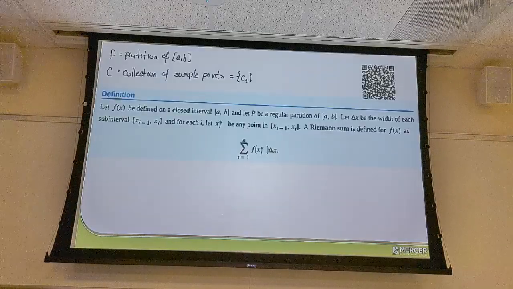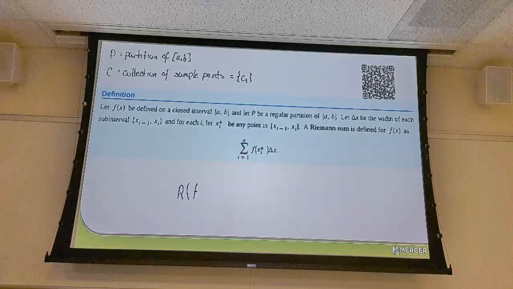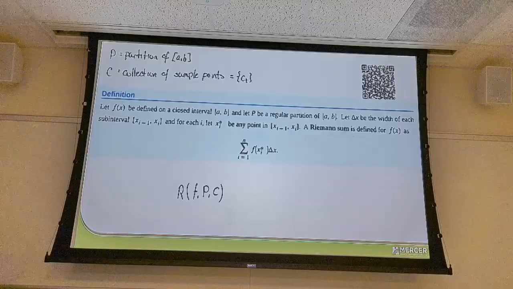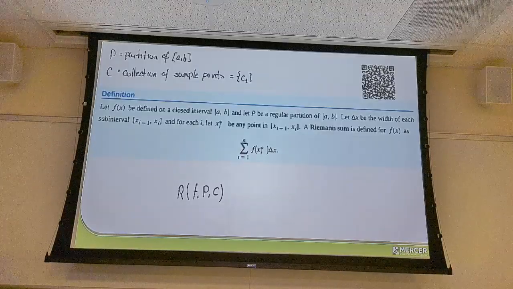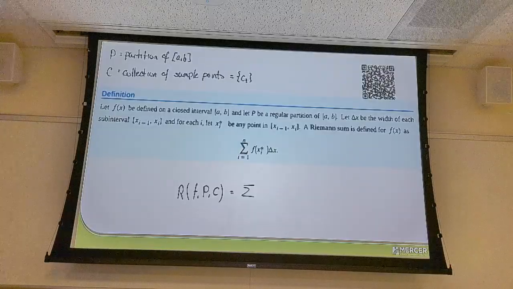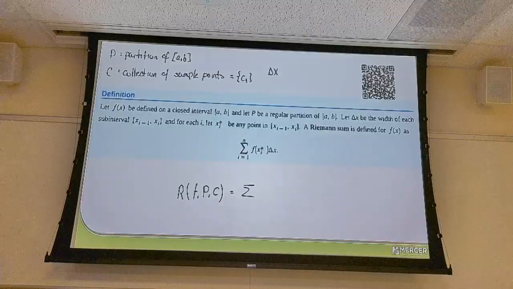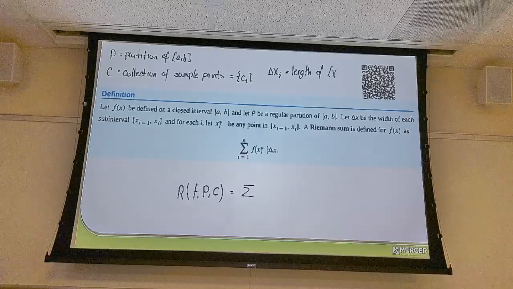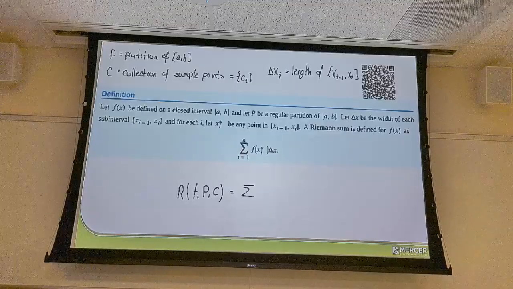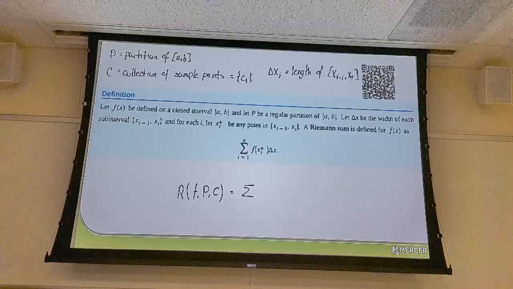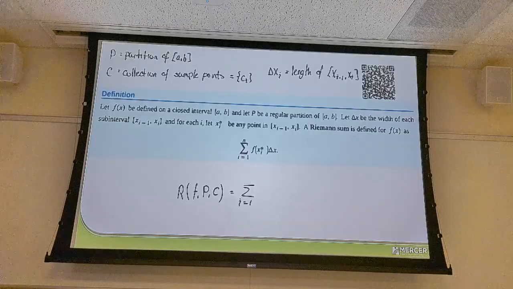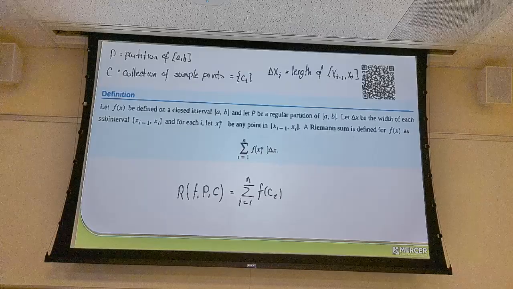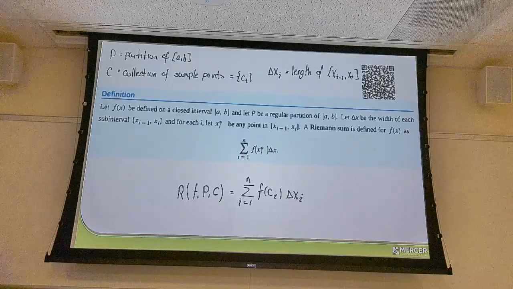What we would typically do is write it this way: the Riemann sum for the function f with the given partition P and sample points C. And delta x sub i is the length of that subinterval. That is a Riemann sum.